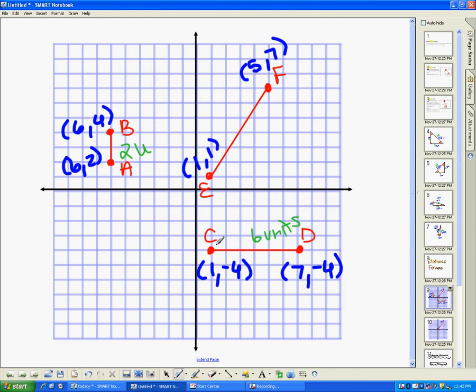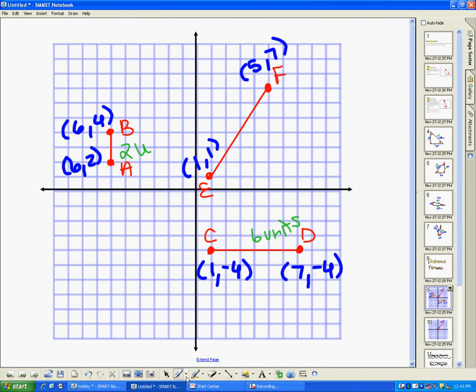Now where this whole counting strategy doesn't work is when you have something like between EF. E is at (1, 1) and F is at (5, 7). It's really hard to sit here and count how many steps it takes. I mean, we can get an estimate, but we don't know the exact distance between the 2 points.